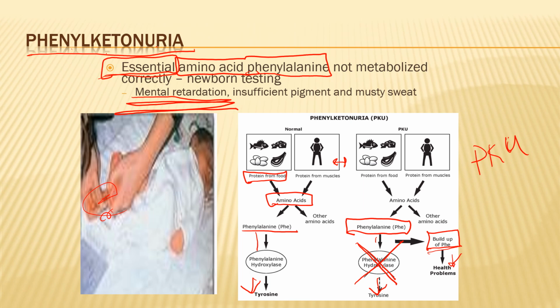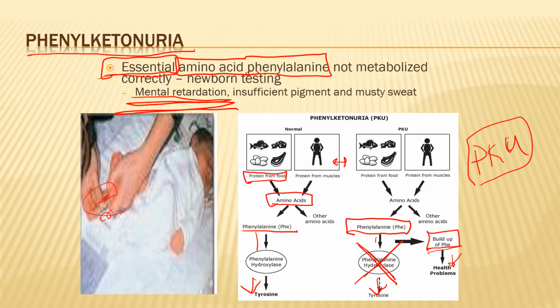There is a formula that's available called Lofenalac, which is low in phenylalanine, that you can use while they're nursing. And then when they get older and are eating regular foods, they have to carefully monitor their protein intake to make sure that they're not getting too much phenylalanine. Foods that don't have much protein aren't really a problem. So things like fruits and stuff, you can eat as much as you want. But pretty much for your entire life, you have to be on this monitored low phenylalanine diet if you have PKU.